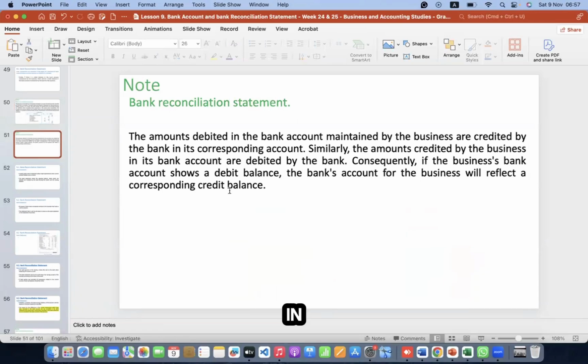I'll read out the note first. The amount debited in the bank account maintained by the businesses are credited by the bank in its correspondent account. Similarly, the amounts credited by the business in its bank account are debited by the bank. Consequently, if the business's bank account shows a debit balance, the bank's correspondent account for the business will reflect a credit balance.